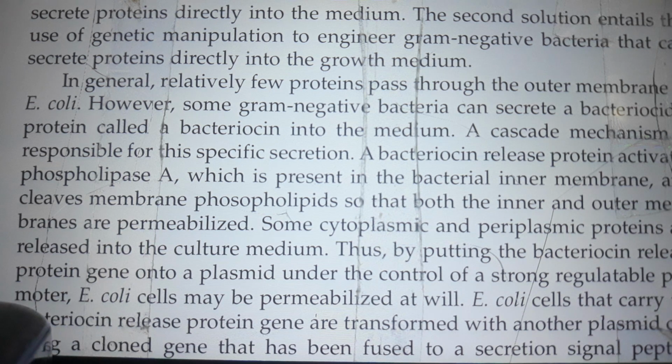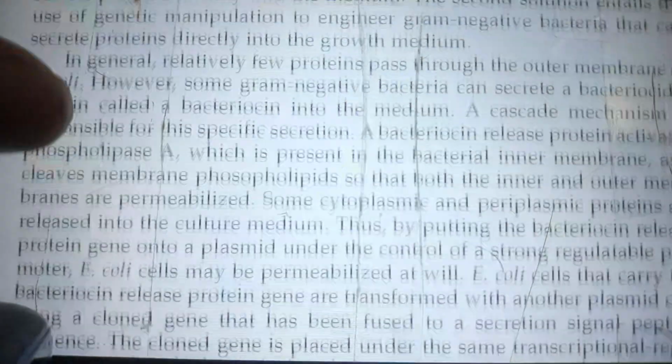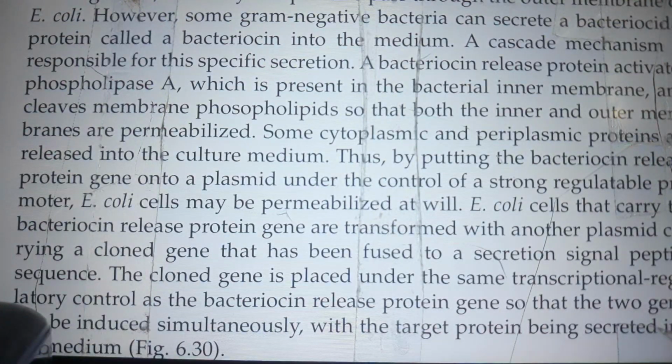In general, relatively few proteins pass through the outer membrane of E. coli. However, some gram-negative bacteria can secrete a bactericidal protein called a bacteriocin into the medium. A cascade mechanism is responsible for this specific secretion. A bacteriocin release protein activates phospholipase A, which is present in the bacterial inner membrane and cleaves membrane phospholipids so that both inner and outer membranes are permeabilized.